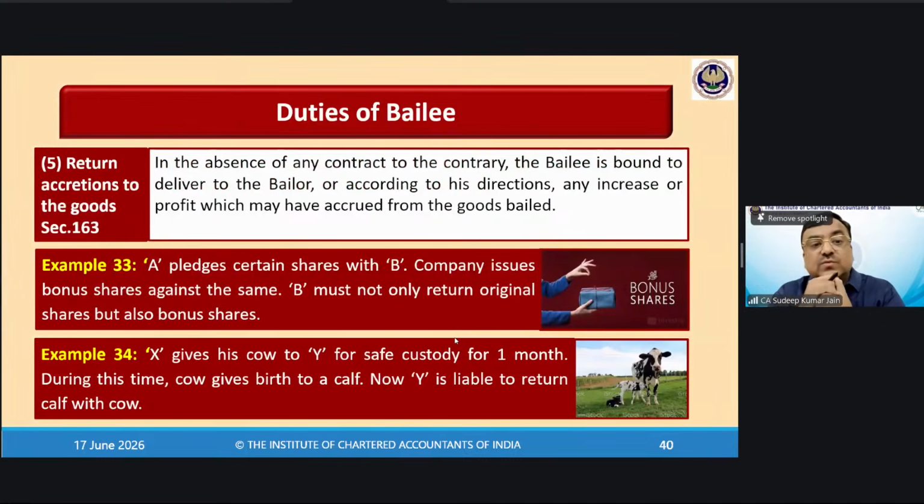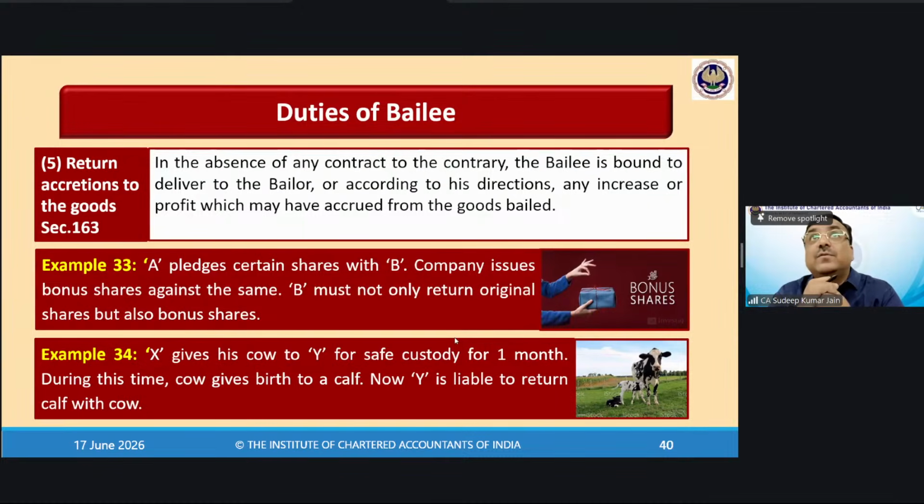Return accretion to the goods, same point, that was the right of bailor. In the absence of any contract to the contrary, the bailee is bound to deliver to the bailor or according to his direction any increase or profit which may have accrued from the goods bailed. We have already discussed. A pledges certain shares with B. Company issues bonus share against the same. B must not only return the original shares but also bonus shares.